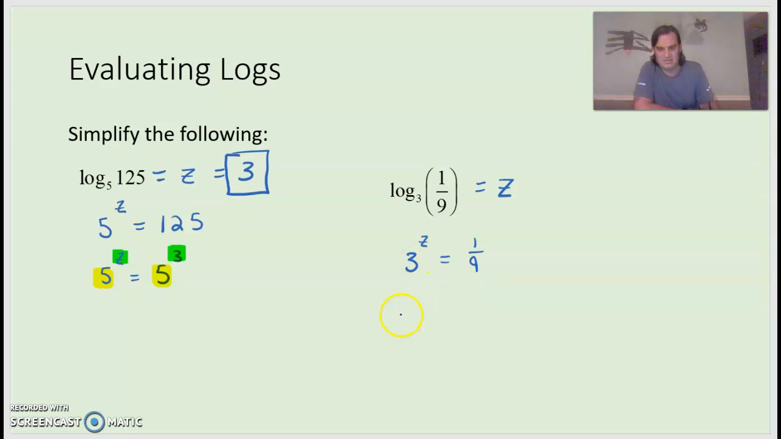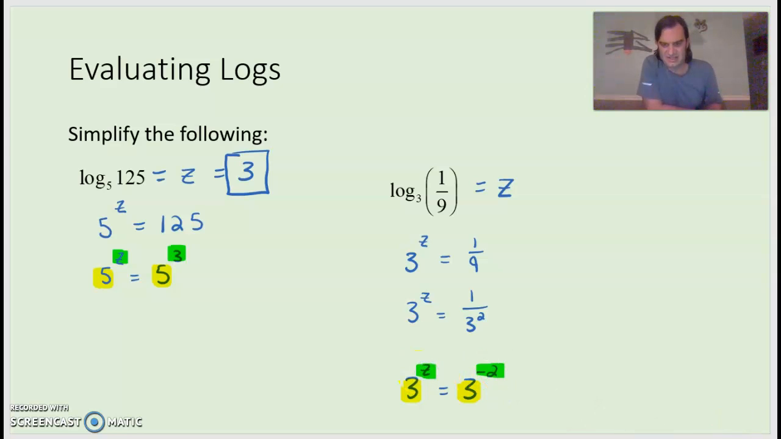Now, there's a few things that we could do here, a couple of steps. Once again, we know there's a relationship between 3 and 9. So let's see if we can get there. We can keep the 3 to the z, and we can rewrite 9 as 3 squared. So we'll have 3 to the z equals 1 over 3 squared. So then I also know that I have my negative exponent rules. I can bring that 3 squared from the bottom to the top, and it'll be 3 to the negative 2. So once again, I have like bases, both base 3, and both of them have an exponent. So I can compare those exponents, and I'd say z equals negative 2. So again, this log base 3 of 1/9 is just a fancy way of writing negative 2.